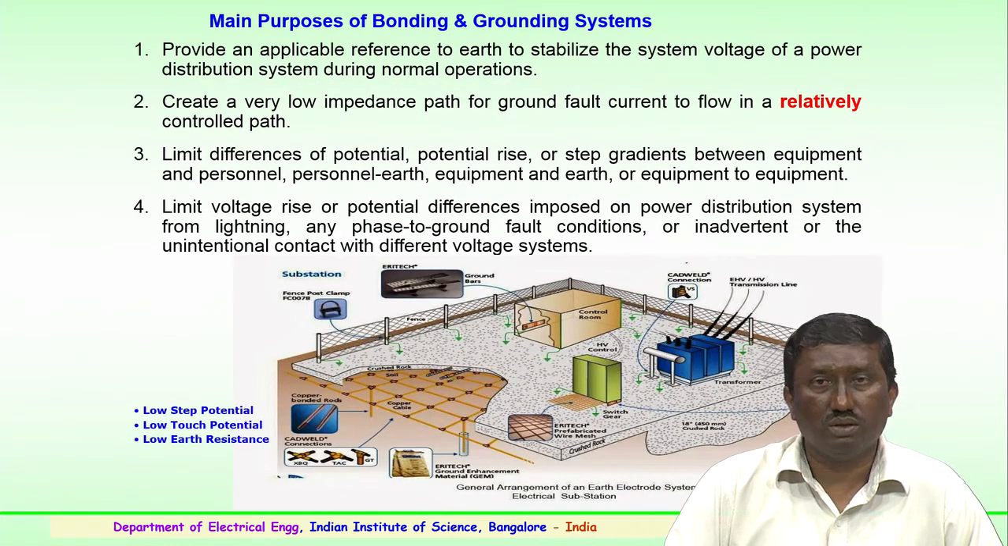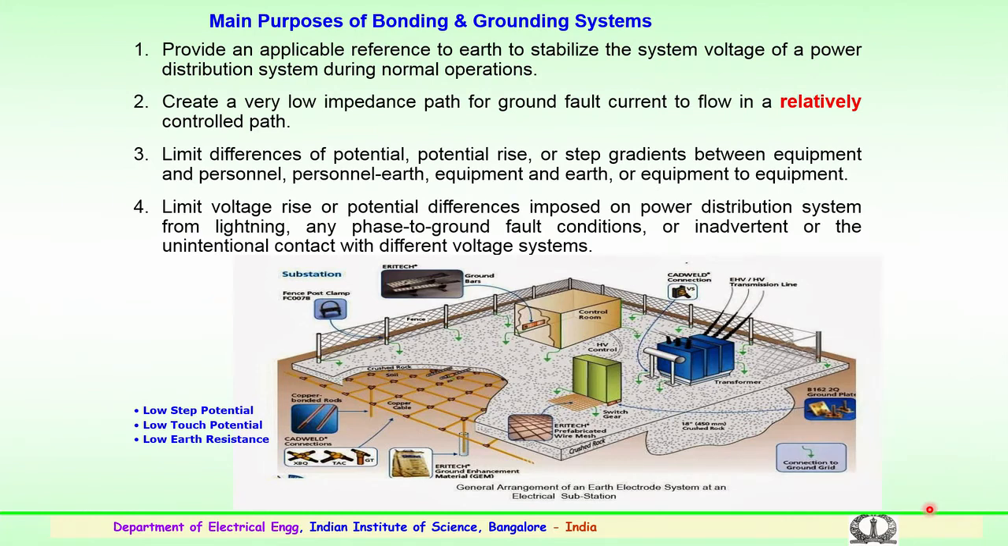The main purpose of grounding or earthing systems is to provide an applicable reference to the earth, so that the entire power distribution system is stabilized under normal operations. During normal operations, no rise in potential should be observed. That is one of the most important aspects: the system should be stable and the reference to the earth properly connected. The earthing or grounding should also create a very low impedance path for ground fault currents in particular, so that they flow in a relatively controlled path, through the designated ground connected to the equipment.